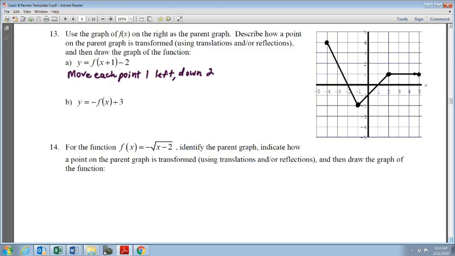Oh, so we're going to move each point one. So starting with this point here, we're going to move that point 1 to the left and down 2. So I'll do that with each point. And I'm still getting my lines in here that I don't want. Let's move, whoops.